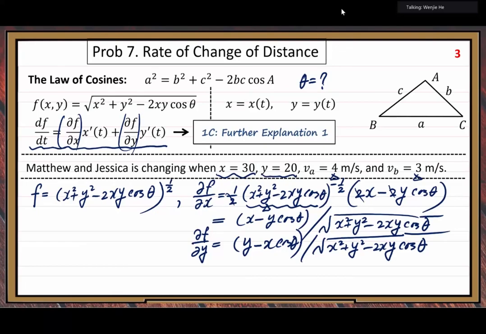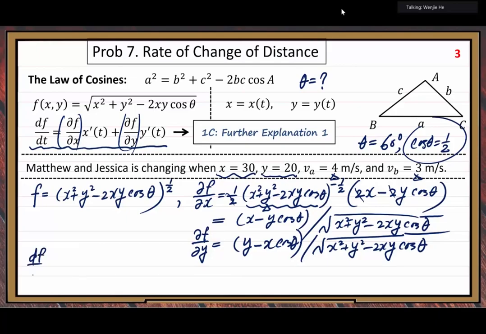So here I would like to choose a convenient theta, because theta should be given. I choose theta equals 60 degrees, because with this special value, cosine of theta equals 1/2. Very nice value. So let me use this special theta value to do the calculation. All right, last step.